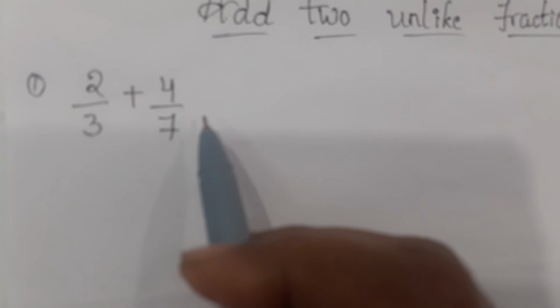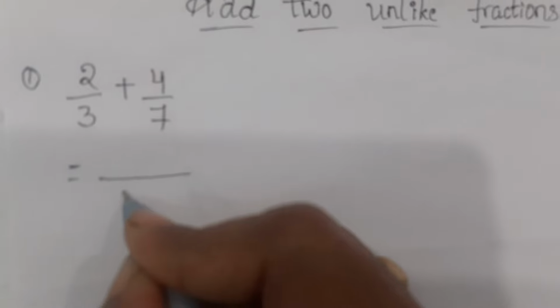Fractions having the same denominator are called like fractions. Here, these two denominators are different. That's why these two are unlike fractions. That's why you have to multiply these two denominators. 3 into 7, that is equal to 21.